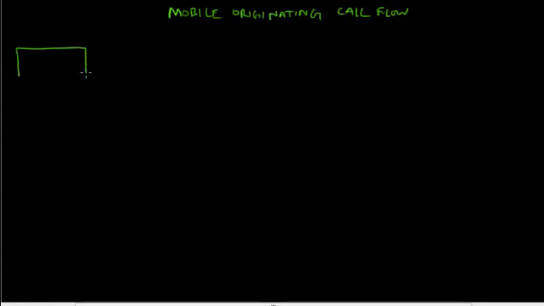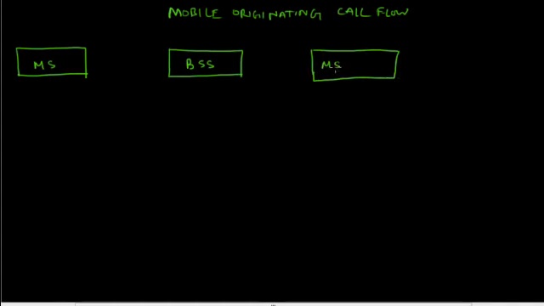Let's say this is the MS, BSS, MSC, VLR, and PSTN. So we're assuming that the location update has already happened and MS wants to make a phone call to a landline number in PSTN.